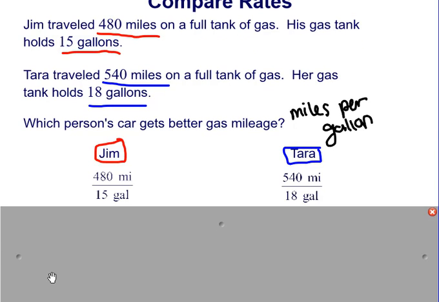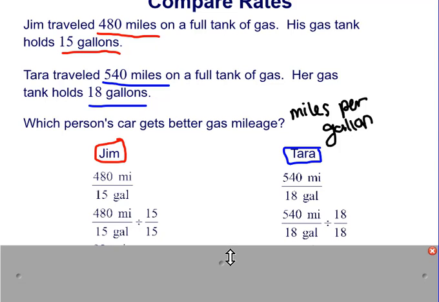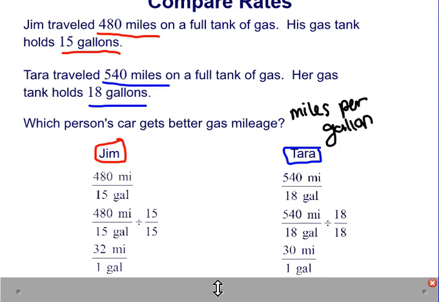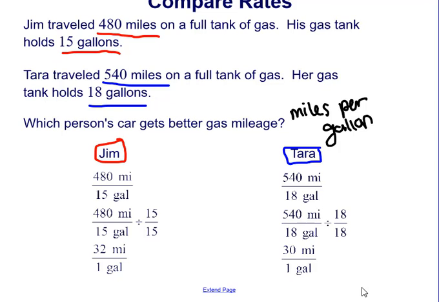Now to find the unit rate, we need to divide the numerator and denominator by both of their denominators. So Jim's, we're going to have to divide the top and bottom by 15. And Tara's, we're going to have to divide the top and bottom by 18. That's being done in this step here. That leaves us with a unit rate for Jim of 32 miles per gallon and a unit rate of Tara's as 30 miles per gallon.